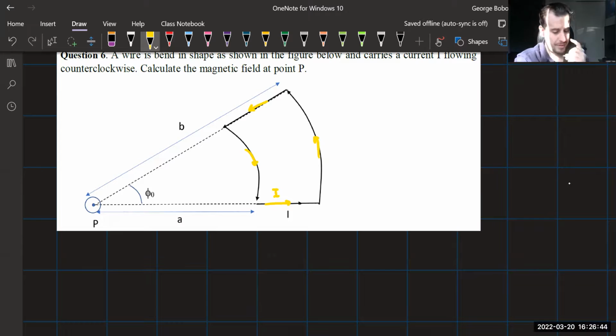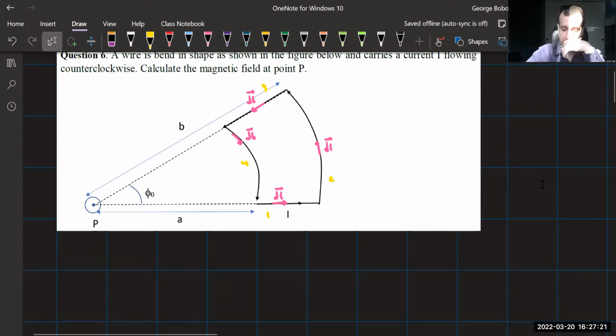Okay. So this means that our DLs are going to point in the same direction. When we attack the problem, our DLs are going to point in the direction of the current. So I'm going to pick one here, one here, maybe one here, and then one here. And automatically you see that I've broken the problem into 4 regions, right? We can even label them 1, 2, 3, and 4.